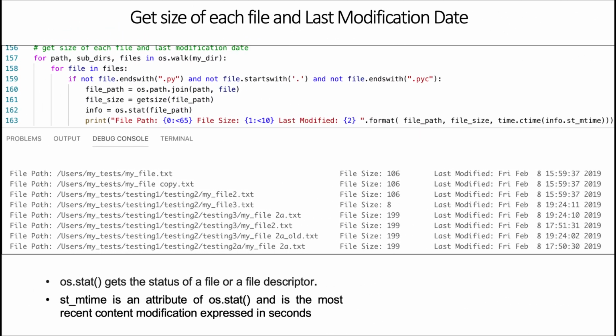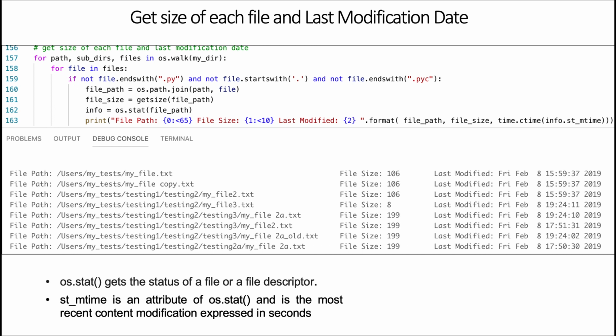All right, here I want to get the size of each file and the last modified date. So I'm actually going to make use of some methods from the time built-in module in Python as well here, just for a little section of this code. I'll walk you through it. So for path, subdirs, files in os.walk(mydir), for file in files, if not file.endswith('.py') and doesn't start with the period and doesn't end with .pyc, another type of Python file, I'm excluding those as well. file_path equals os.path.join(path, file).